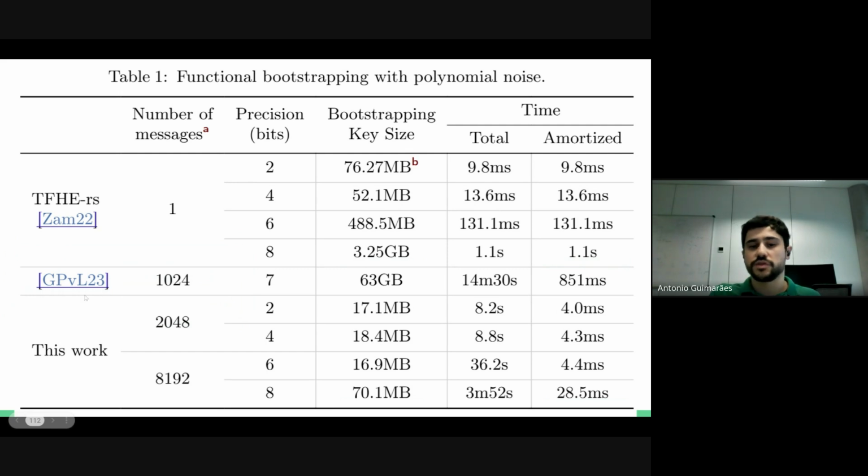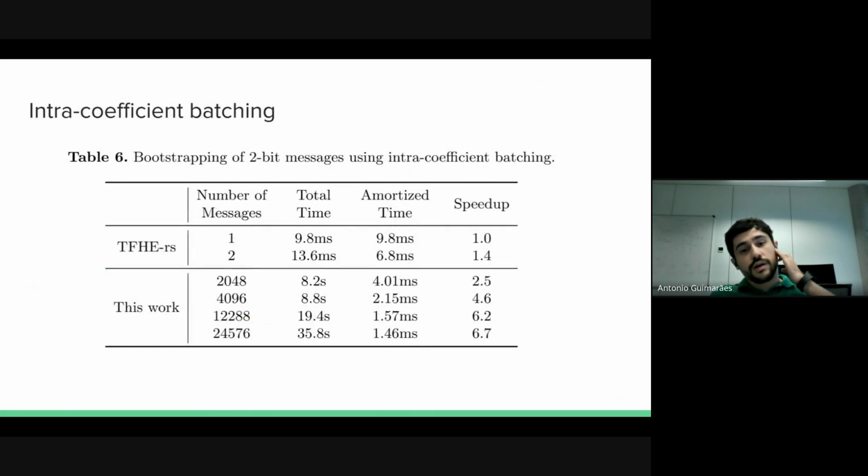Compared with GPV, which was the previous work on amortized bootstrapping with polynomial noise, we also have very significant gains, especially in terms of bootstrapping key size. We reduced from 6 to 3 gigabytes to at most 70. We also test and benchmark for small messages, like 2-bit messages, where the gains are smaller because the amortization is smaller, but we still have gains from 2.5 to 6.7 times.